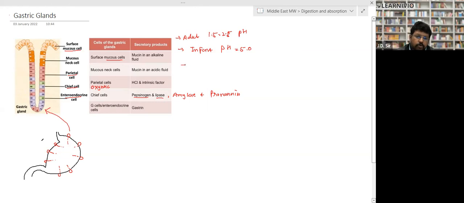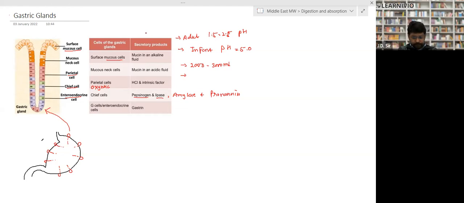Next point. About 2000 to 3000 ml of gastric juice is secreted per day. Next point. Gastric juice has two proenzymes, pepsinogen and prorenin. Full stop.